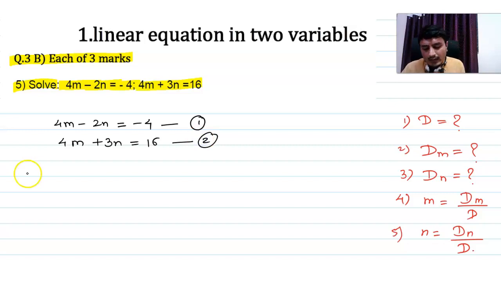Now let us find the value of determinant D. Determinant D is the determinant of coefficients of m and n from equation 1 and 2. So look at the coefficients of m and n from equation 1. We have 4 and minus 2.